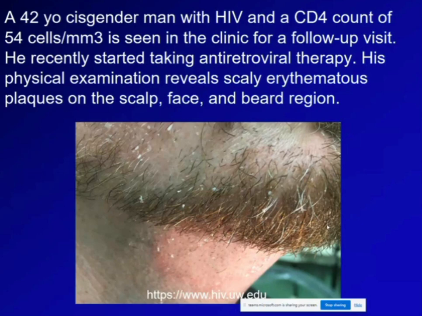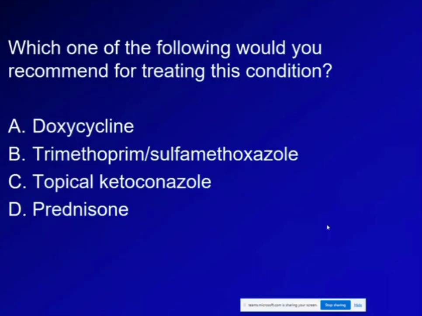I think this is the last case. A 42-year-old cisgender man with HIV and CD4 count of 54 cells is seen in the clinic for a follow-up visit. He recently started taking antiretroviral therapy. His physical exam reveals scaly erythematous plaque on the scalp, face, and beard region. This is sebderm. Yeah, 100%. And it likes the beard. C.